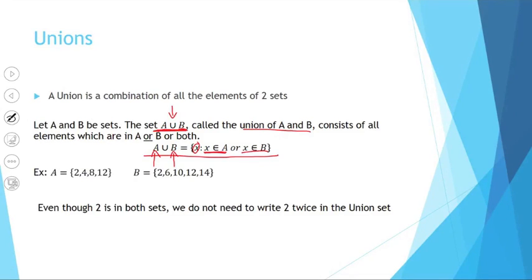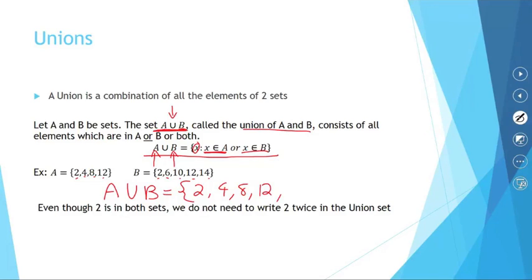So let's look at an example. So let's call A the set 2, 4, 8, and 12, and B the set 2, 6, 10, 12, and 14. Right? Kind of the same as what we were looking at before. A union B, which means if I were to combine these sets, I'll have every element of A, which will be 2, 4, 8, and 12. And every element of B, which is 2, which I already wrote, so I don't have to write it again, 6, 10, 12, which I already have, so I don't write it again, and 14.